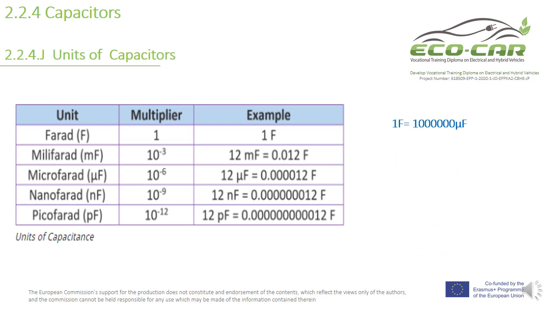1 farad equals 1 million microfarad. 10 nanofarad equals 0.01 microfarad. 220,000 picofarad equals 220 nanofarad equals 0.22 microfarad.